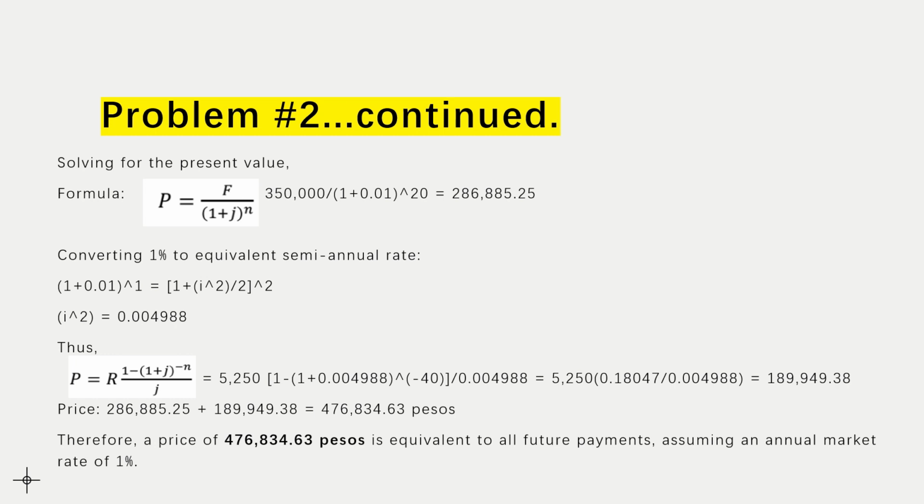So now we have 1 plus 0.01, all in parentheses to the power of 1, which is actually just negligible, equal to 1 plus i squared all over 2, to the power of 2. Here we notice an expression that is squared, so we don't follow the binomial expansion, we don't expand it. Instead, we treat it as one variable, as if it was just x or y or something.